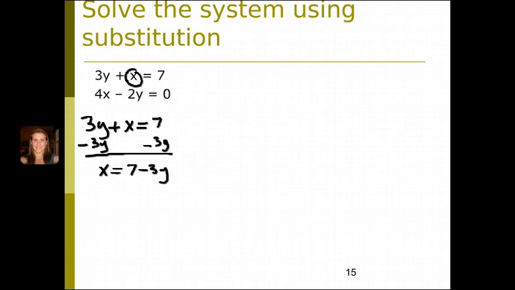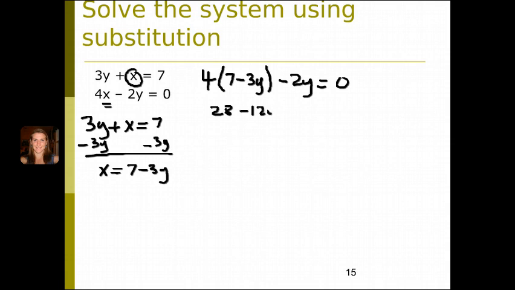So now I'm going to plug in 7 minus 3y in the place of x of the second equation right here. So we're going to go 4x minus 2y equals 0. And again, what goes in for x is this 7 minus 3y. Now we're going to distribute: 28 minus 12y minus 2y equals 0. Combine like terms. 28 minus 14y equals 0.